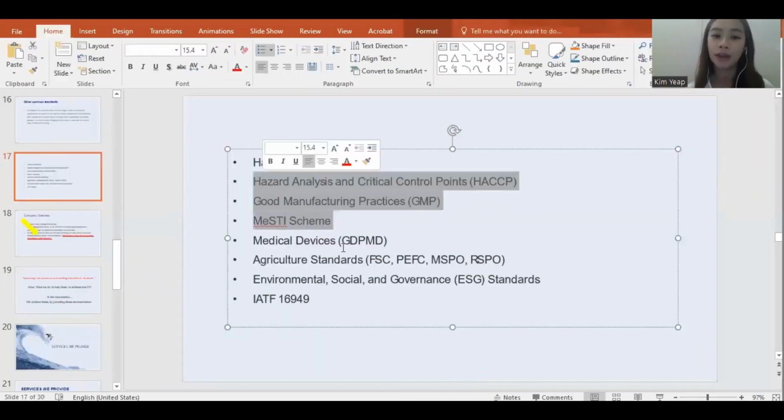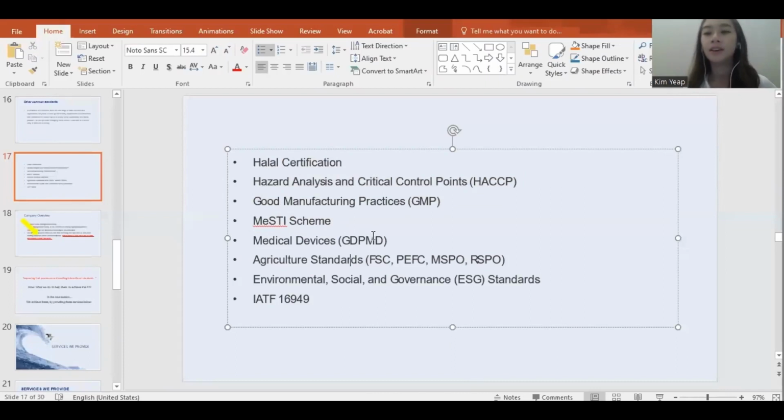Other than food, here we have GDPMD. Still remember under ISO, that's 13485. But GDPMD is a standard other than the ISO standards, not drafted by the ISO body. This one manufacturers cannot get. It is only for suppliers, the people who distribute. They get the medical device from the manufacturers and they want to sell it.